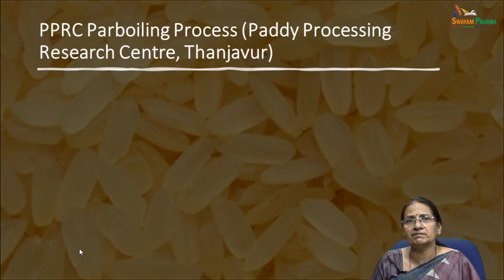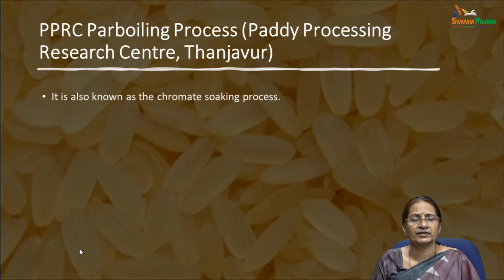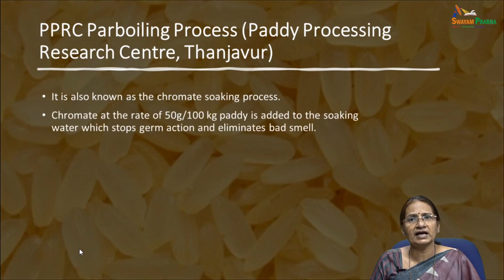Now, the PPRC parboiling process, that is Paddy Processing Research Center, Tanjore. It is also known as the chromate soaking process. Chromate at the rate of 50 grams per 100 kg paddy is added to the soaking water, which stops germ action and eliminates bad smell.